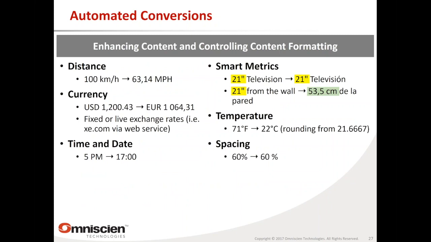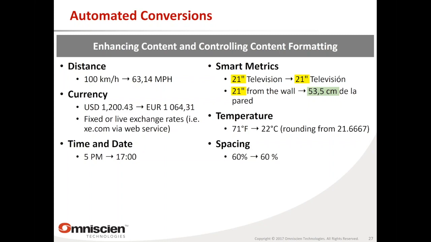Now here's an interesting set. So smart metrics. So a 21-inch television, in most countries, irrespective of what metric system they use, you want to keep it as a 21-inch television. But if that same television was 21 inches from the wall, if the country uses metric, then you probably want to do the distance as metrics. So we're able to convert the distance and keep the television at 21 inch. That makes a big difference to readability.